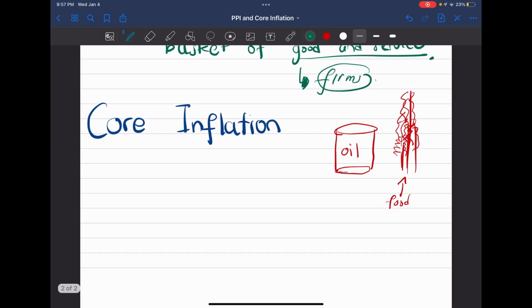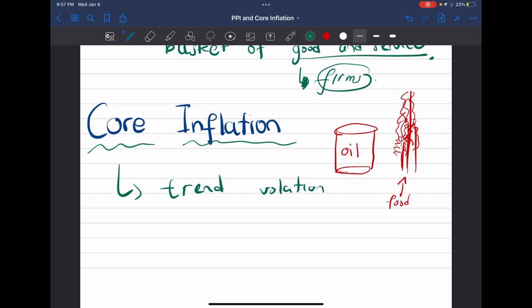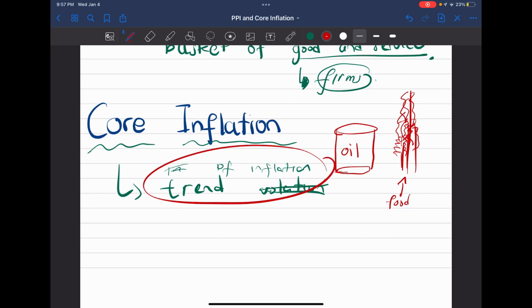Core inflation wants to see the trend of inflation, so it does not want to see the short run changes in inflation. It just wants to see the inflation trend. To see the ongoing trends of inflation, what it does is it excludes the changes in the price of oil. It excludes that. It excludes the changes in the price of food.